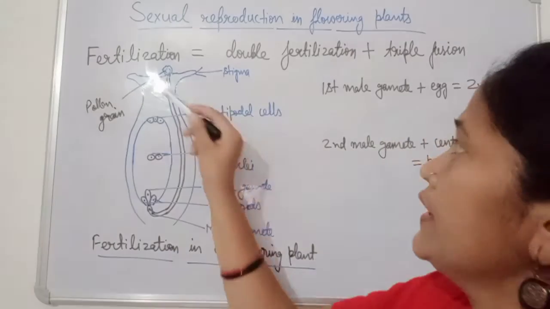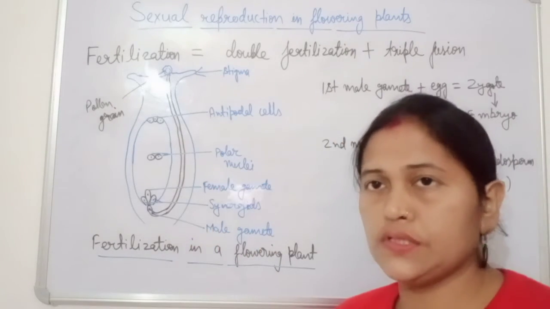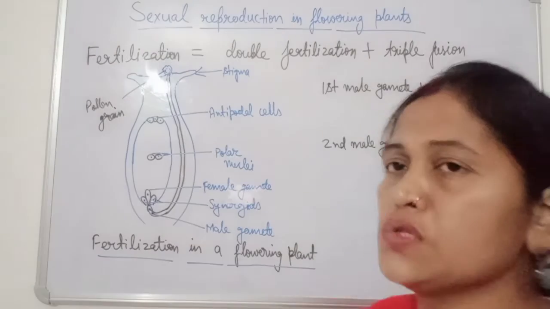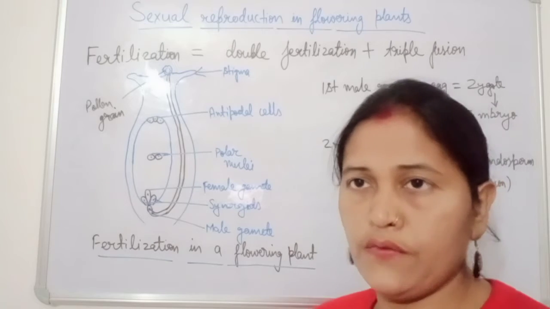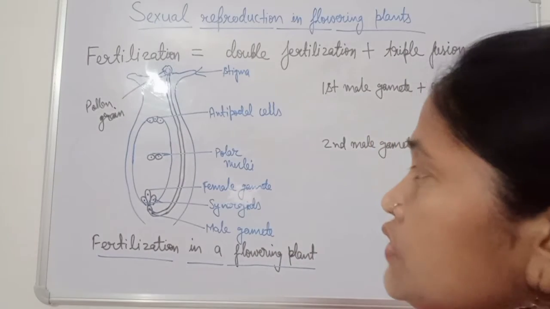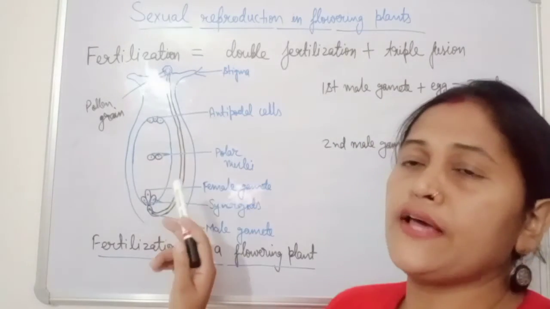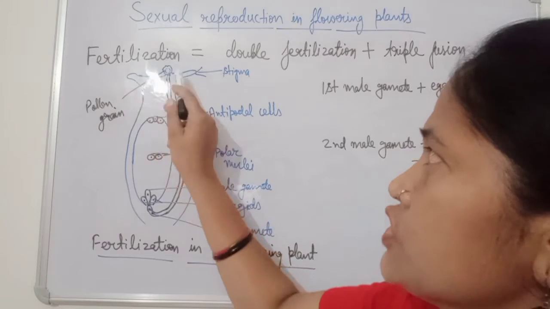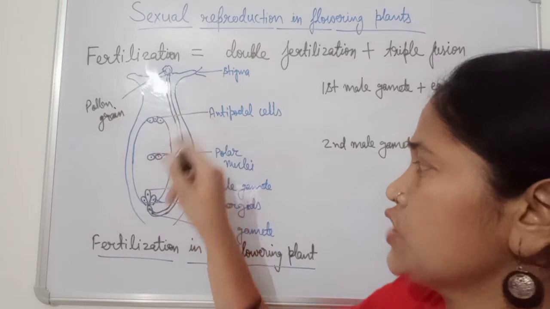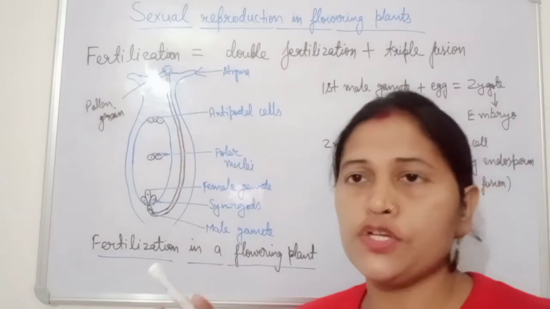Now, fertilization in flowering plants. How does fertilization occur? It is usually known as double fertilization and triple fusion. I will explain why it is known as this. First of all, see this diagram of the female part of the plant. This is the stigma surface, this is the style, and this is the ovary. In this ovary fertilization occurs.